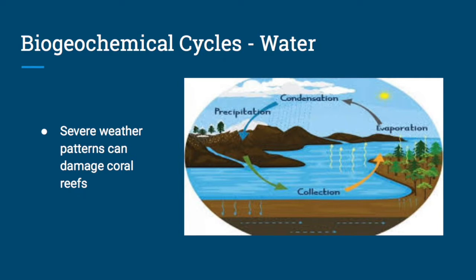For the water cycle, water evaporates from oceans, lakes, and streams, and it transpires from plants. It will condense into clouds, and water precipitates from those clouds in the form of rain, snow, sleet, etc. back to the ground. Surface runoff from precipitation is absorbed into groundwater. As far as coral reefs go, severe weather patterns from the water cycle can severely damage them.